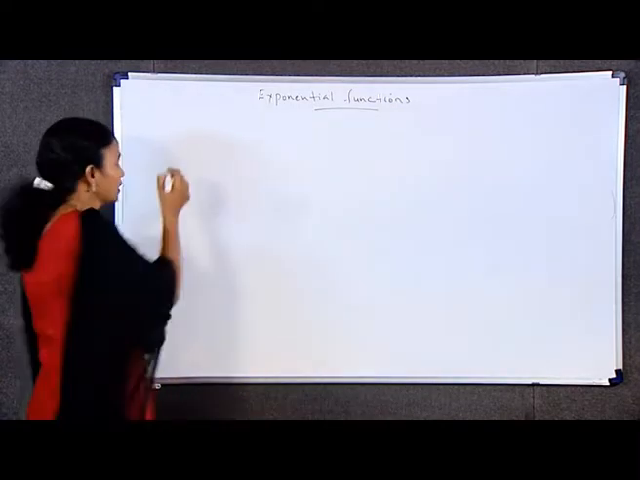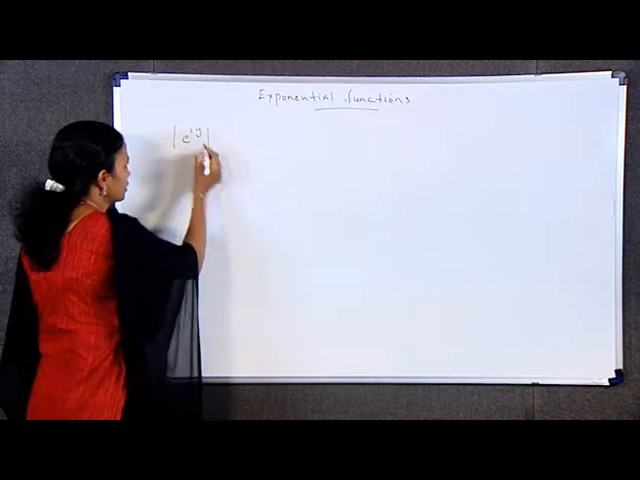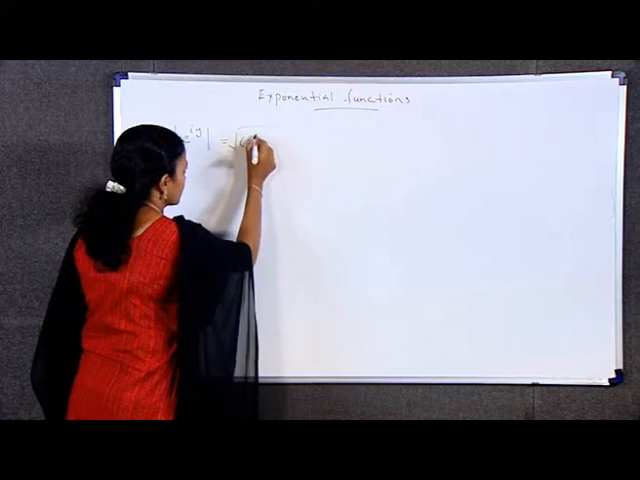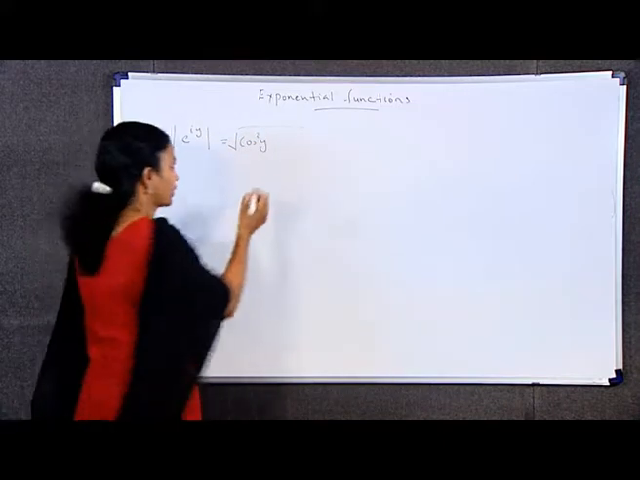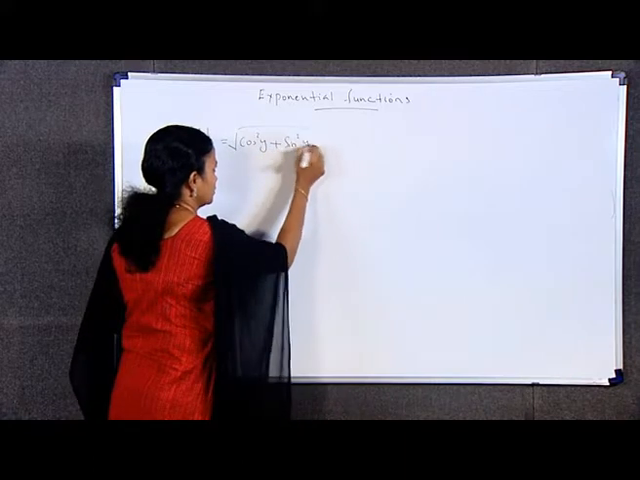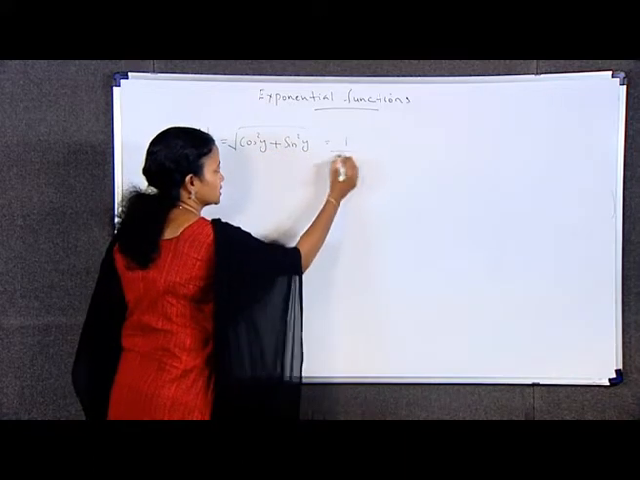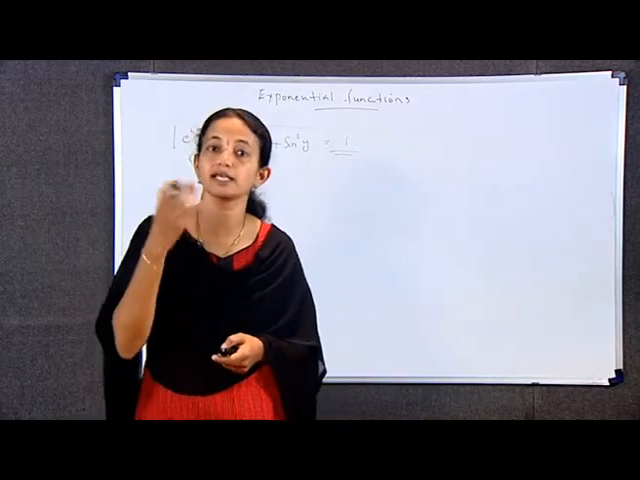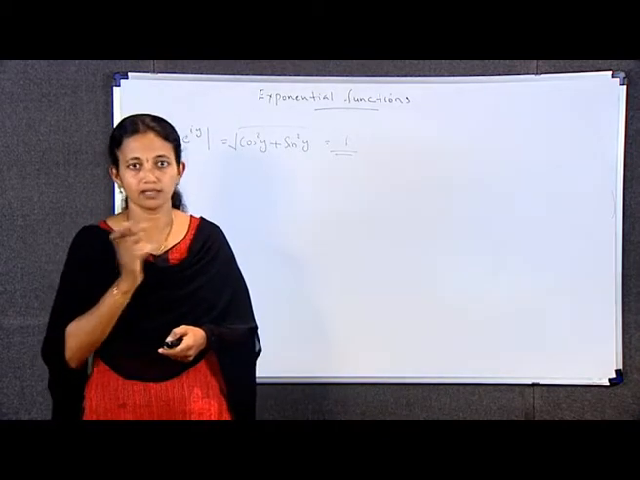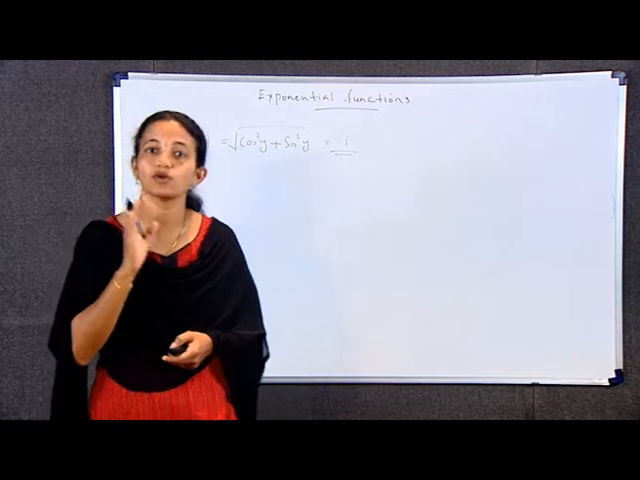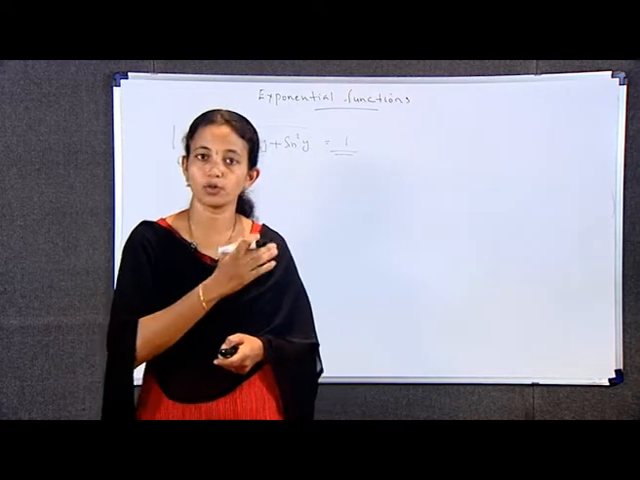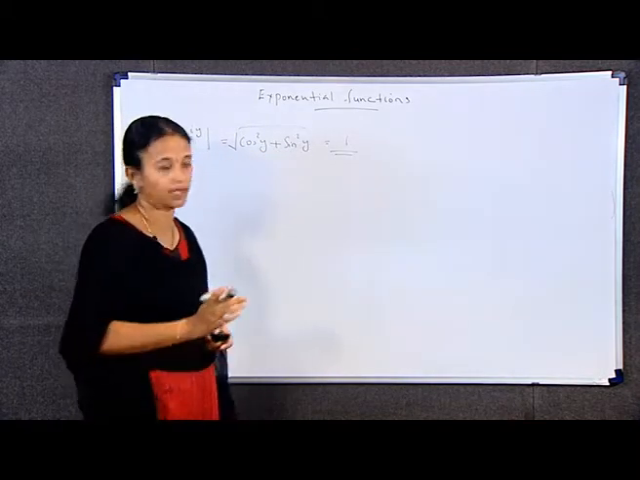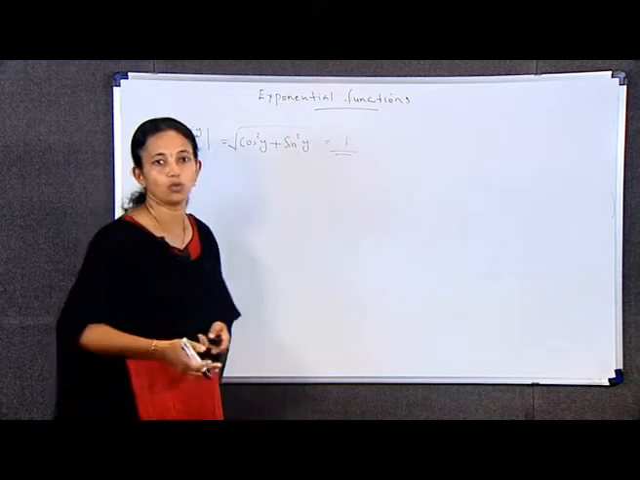Next property. We have modulus of e raised to iy, which is equal to square root of cos square y plus sin square y. We know cos square plus sin square equal to 1. So, this is equal to 1. The proof is simple: e raised to iy we can write as e raised to 0 into cos y plus i sin y, though the x term is absent. So, which is equal to cos y plus i sin y. Therefore, taking modulus of e raised to iy is equal to square root of cos square y plus sin square y, and we know cos square y plus sin square y equal to 1.